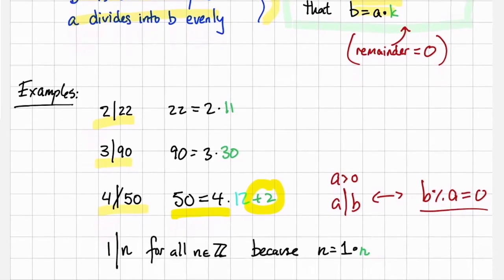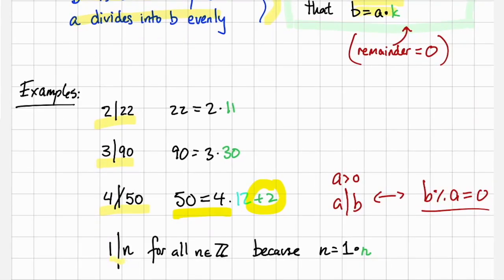A more general example is that 1 divides n for all integers n, because we can write n is equal to 1 times an integer, where n itself is that integer.